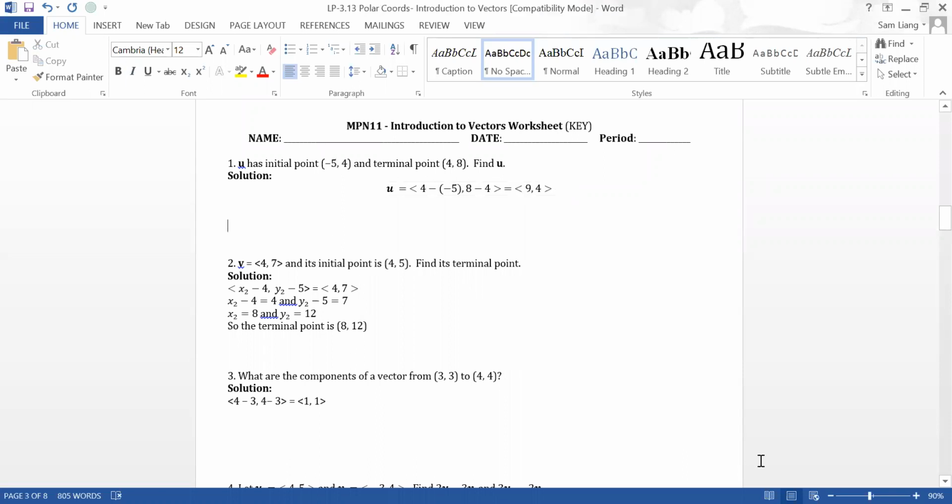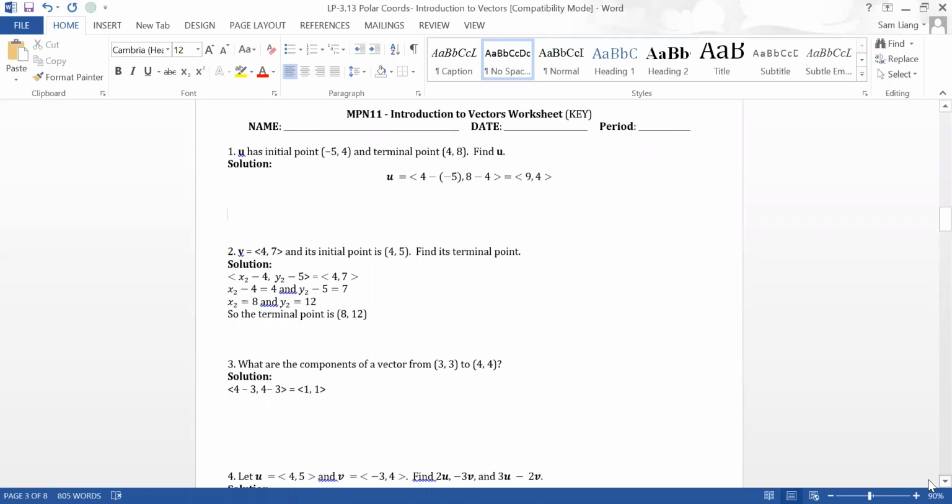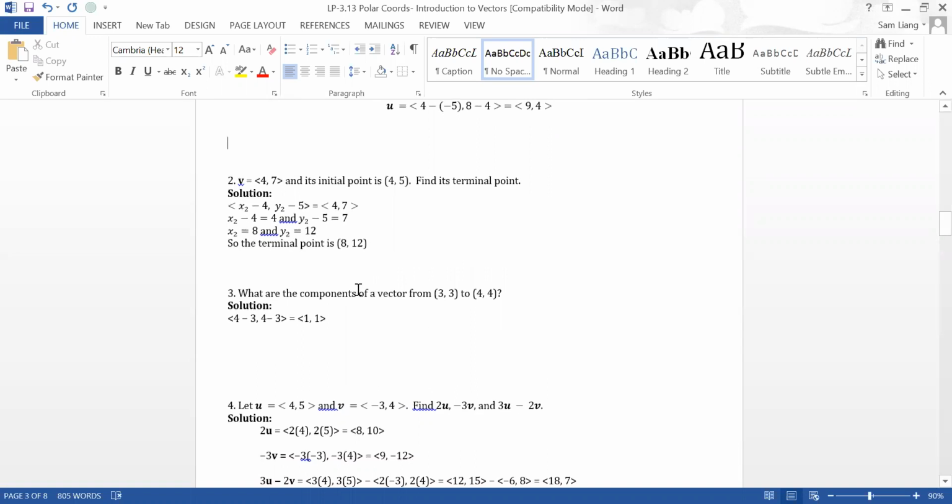Okay. Second question is probably the trickiest these questions can become. Here you're given the final vector 4, 7, and the initial point, and your task is to find the terminal point. Just remember it's x2 minus x1, comma, y2 minus y1. The initial point is 4, 5, so that's x1 and y1. And the final vector is 4, 7, right? So we can pair x2 minus 4 with 4, and y2 minus 5 with 7. From there, we can solve accordingly.